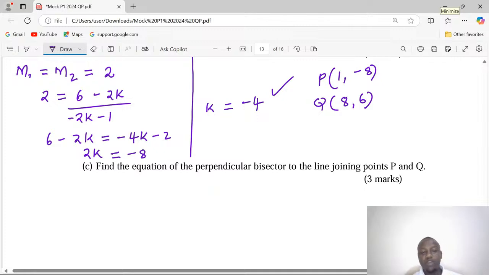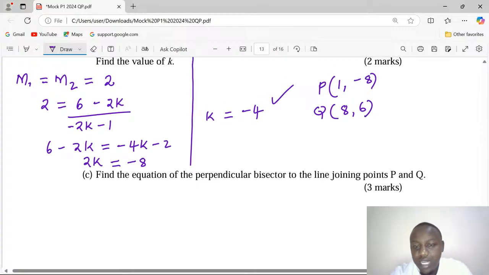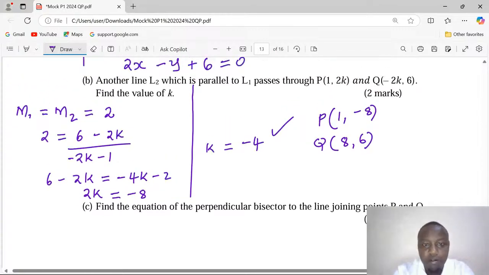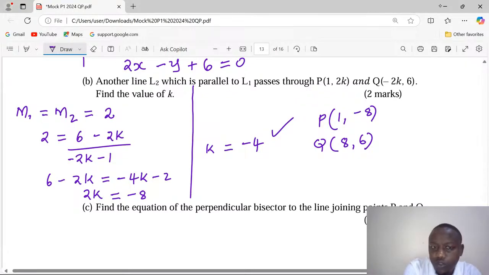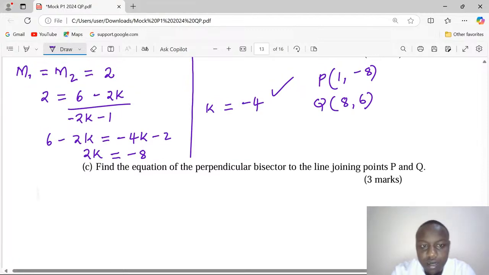Part C, find the equation of the perpendicular bisector of the line joining P and Q. So the line joining P and Q, remember for P and Q, which was parallel to L1, there is a gradient of 2.